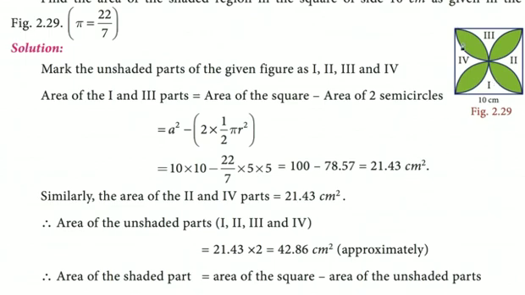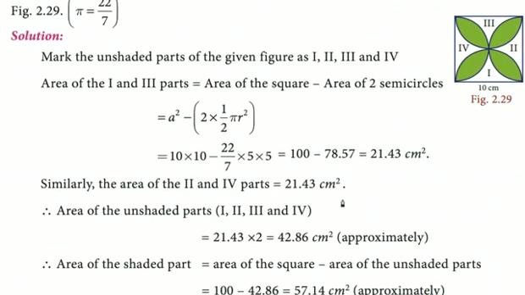Similarly, remove these two semicircles, you'll get 2 and 4. They will be the same, right? Because the diameter is the same, they will be equal. So area of the unshaded region is the sum of these two. So this is the 42.86 unshaded part. Now you want the area of the shaded part. Remove the unshaded part from the square area, that is 100 cm square minus 42.86. So this is the answer.